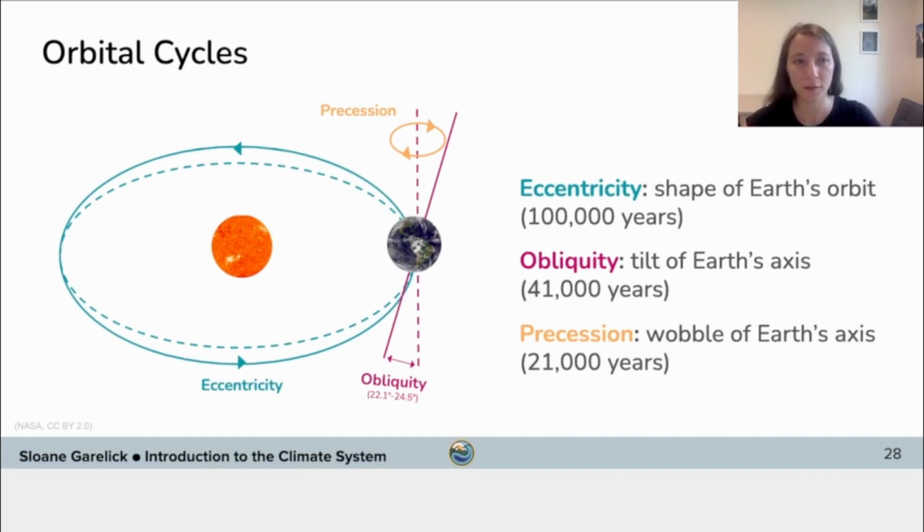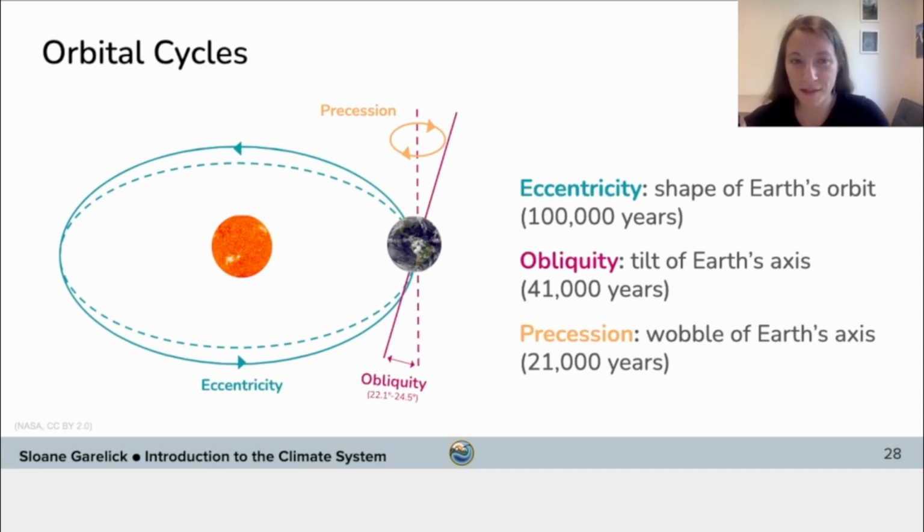The second component of the orbital cycles is obliquity, and this describes the tilt of Earth's axis. Shown in pink, you can see that the Earth's axis can vary in its angle, ranging from about 22.1 degrees to 24.5 degrees. This variation in tilt occurs on a timescale of about 41,000 years. The final component is precession, which describes the wobble of Earth's axis, and this varies on a timescale of about 21,000 years.